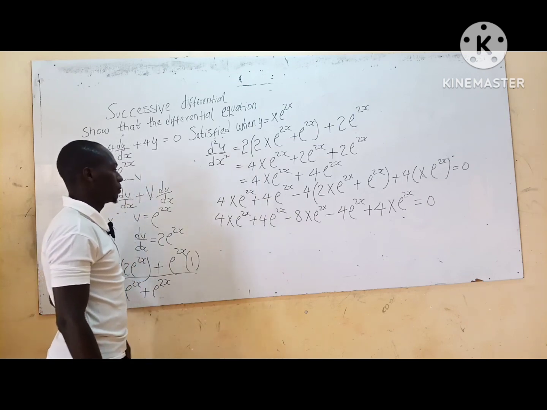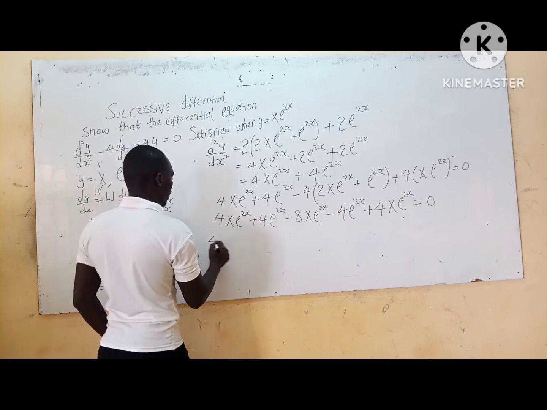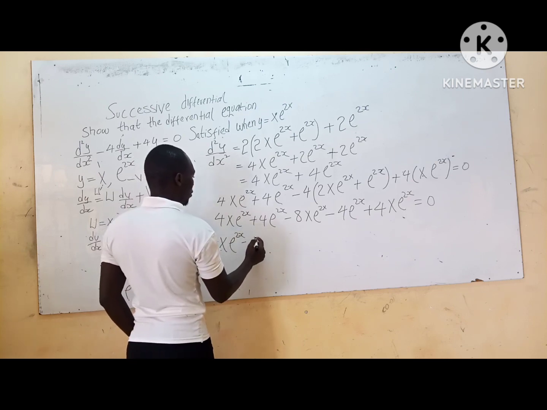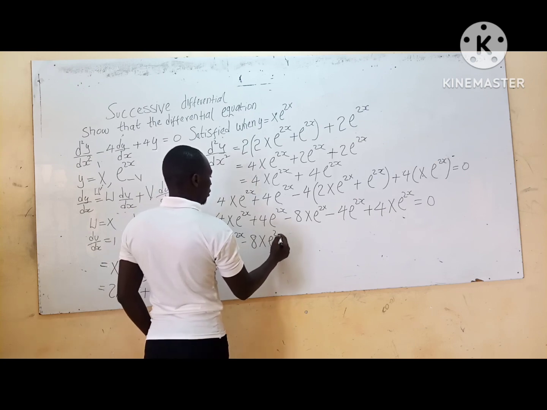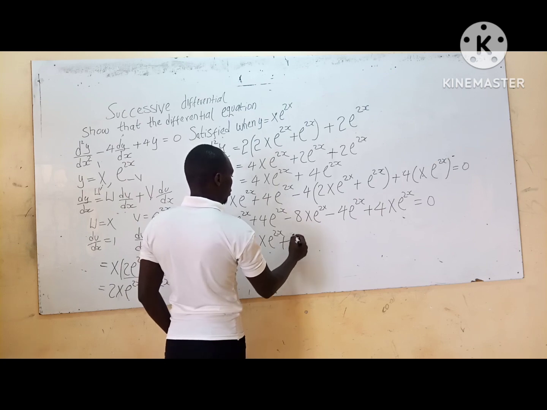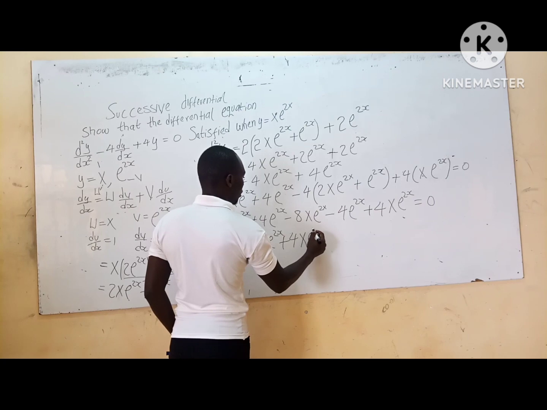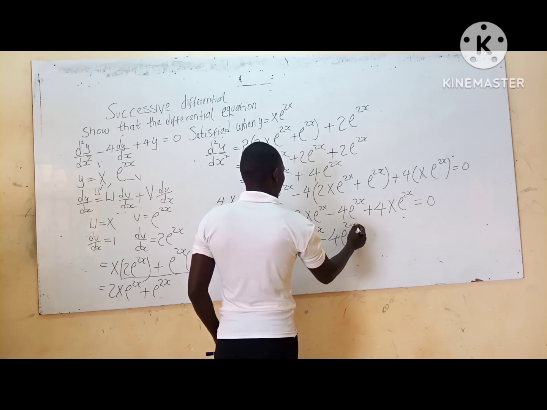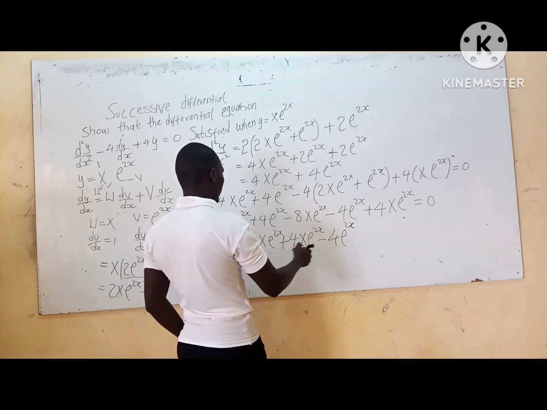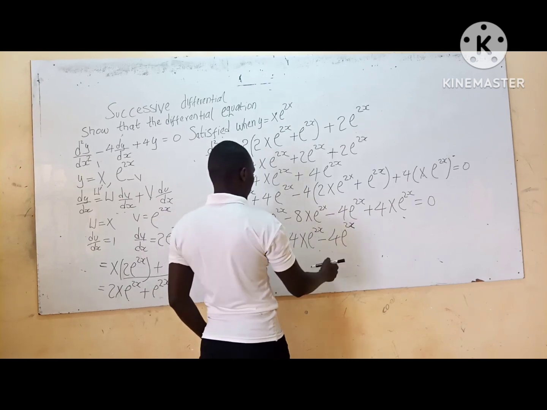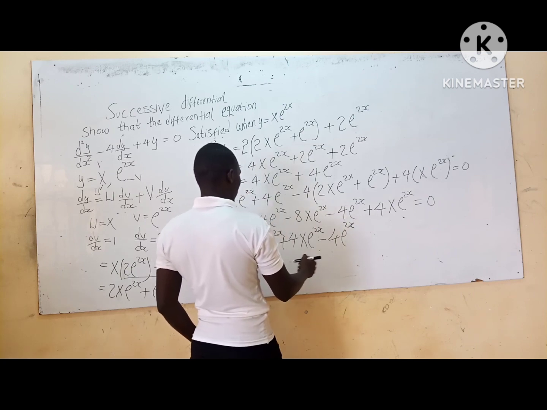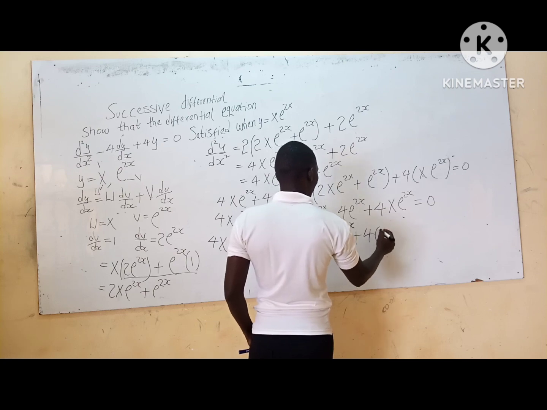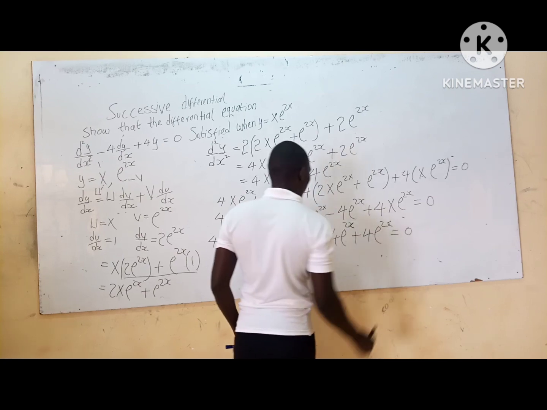Let us collect the like terms together. Here we are going to have 4x exponential 2x, we subtract 8x exponential 2x, and lastly we add 4x exponential 2x. Subtract 4 exponential 2x, and we add 4 exponential 2x, everything will be equal to 0.